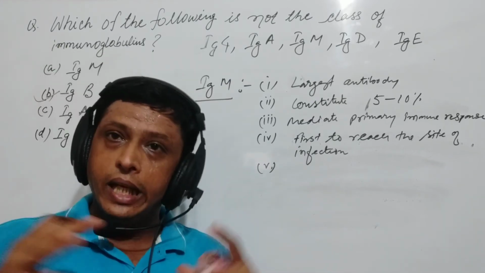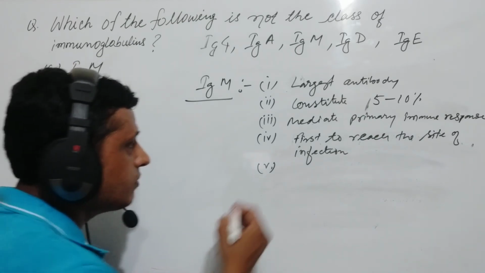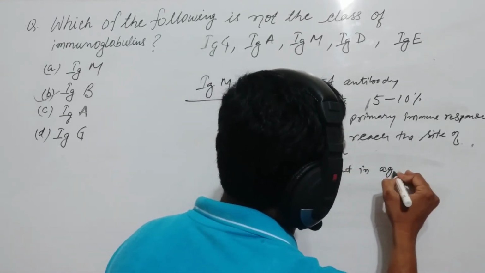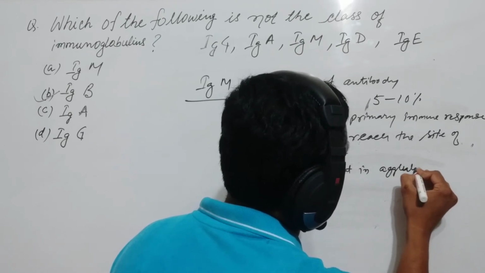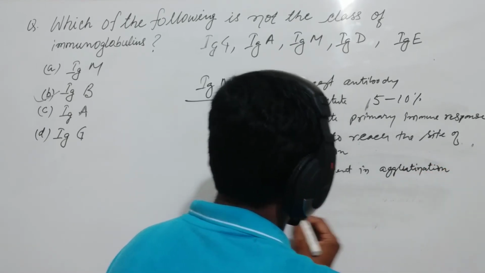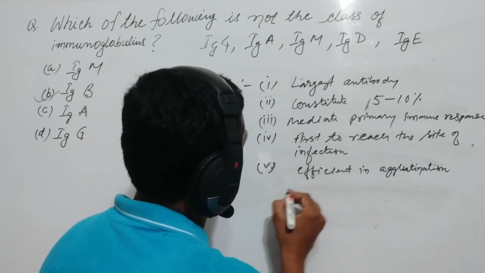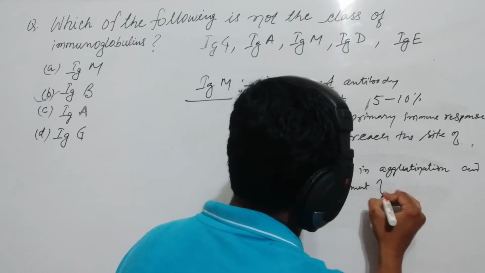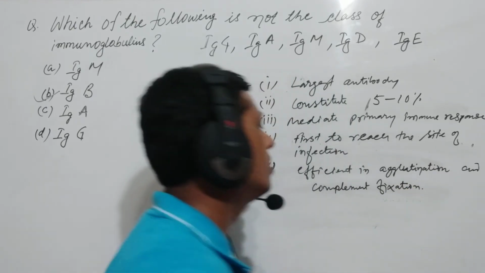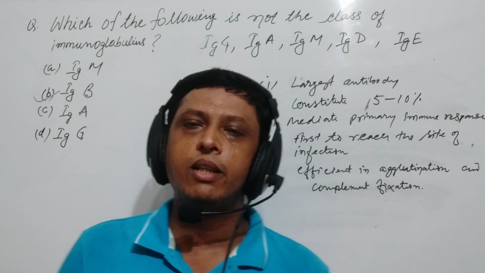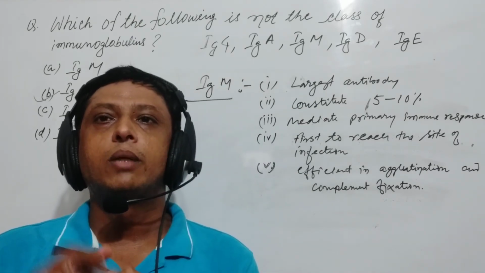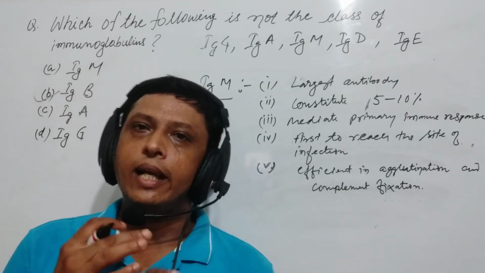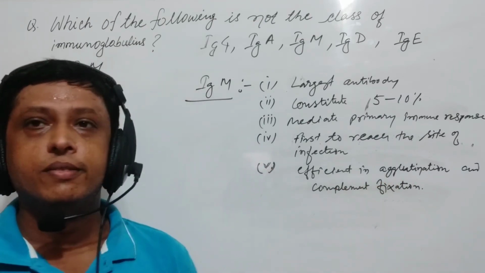These are very efficient in agglutination and complement fixation. What is complement fixation? When an antibody reacts with an antigen, they form a complex, and the antibody attaches with some complementary compound in the plasma, and then it destroys the antigen. So IgM is very efficient in complement fixation.